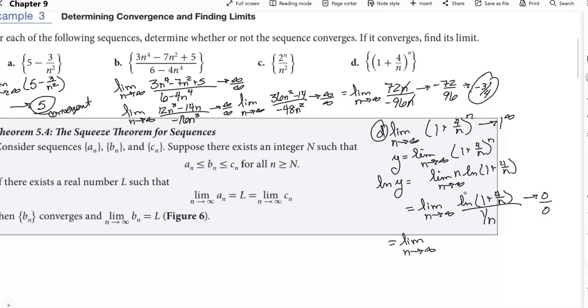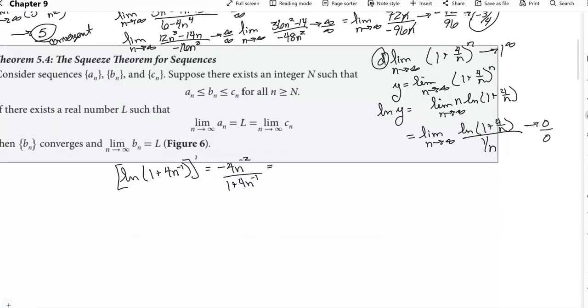So I need du over u. So let me write some stuff over here. I have the ln of 1 plus 4n to the -1, and that's what I want to take the derivative of. So the derivative of that inside is going to be -4n to the -2 over 1 plus 4n to the -1. And then I'm going to simplify that. So we have -4 over n squared over 1 plus 4 over n.